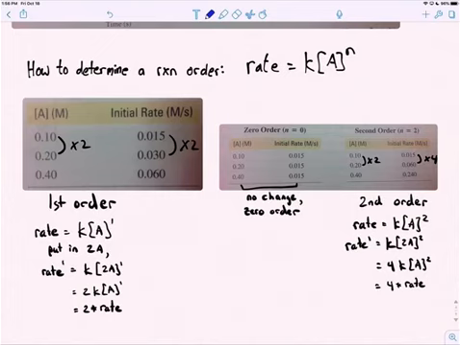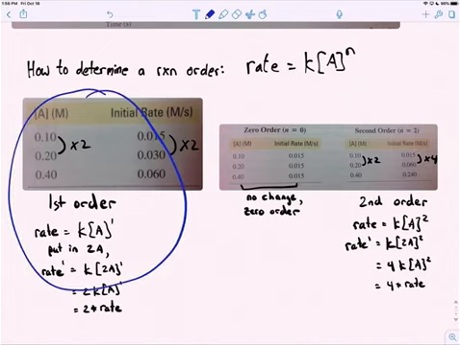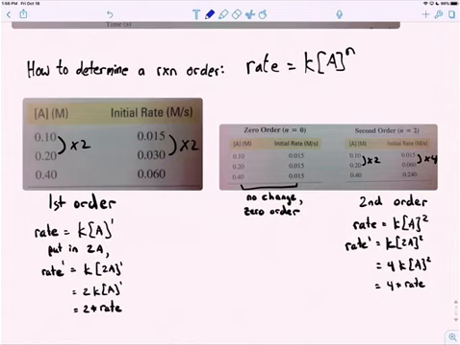If it's first order, so this one illustrates first order, if the concentration is doubled, so A goes from 0.1 to 0.2, what happens to the rate? The rate doubles. That shows that it is first order. And here is a proof as well, if you want to go through something a little bit more rigorous.